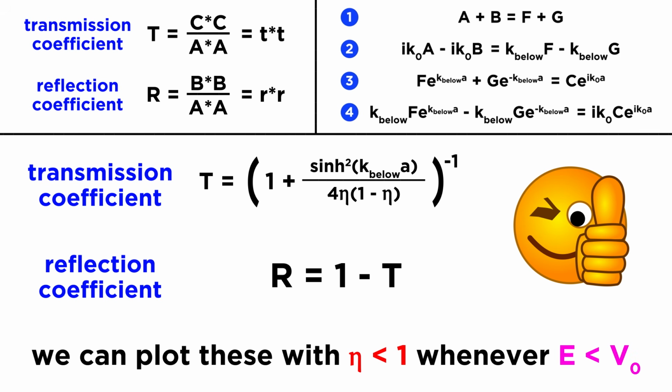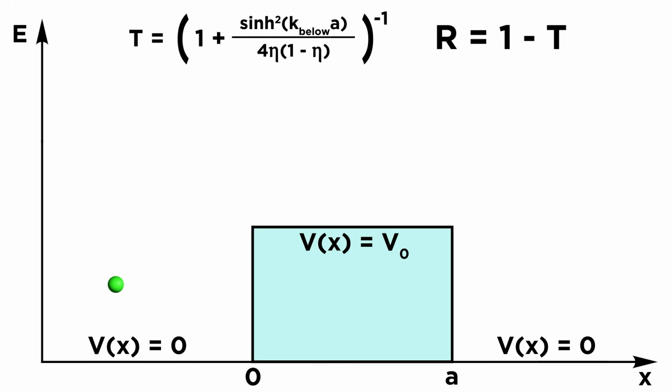Whenever we study a particle with energy smaller than V0, we will plot T and R for the case where eta is less than 1. If studying a particle with energy greater than V0, we would plot T and R for the case where eta is greater than 1. Let's now wrap things up by applying this information.